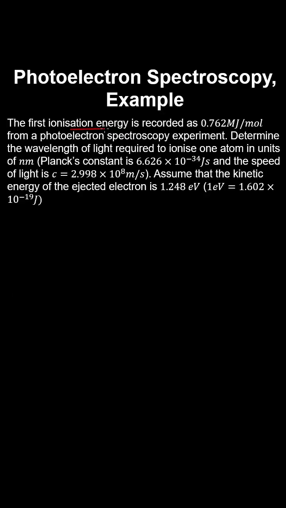The first ionization energy is recorded as follows. Determine the wavelength of light required to ionize one atom in nanometers, and we're given Planck's constant and the speed of light. And assume the kinetic energy of the ejected electron is 1.248 electron volts, which we can convert to joules. So we know that the energy from the electromagnetic radiation source is equal to Planck's constant by the frequency, and that's equal to the ionization energy plus the kinetic energy of the ejected electron.